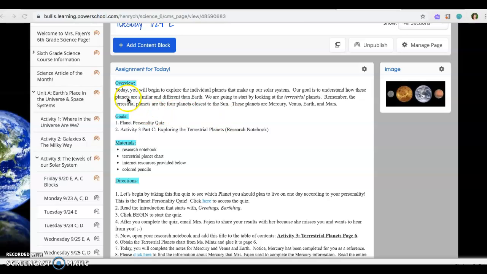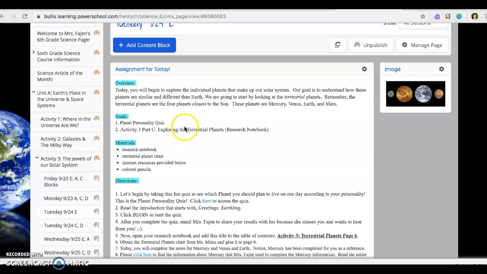So today, what you are going to be doing is you guys will be starting to explore the planets that make up our solar system. But today is just to focus on the terrestrial planets. And in fact, you're only going to be looking at Mercury, Venus, and Earth today.